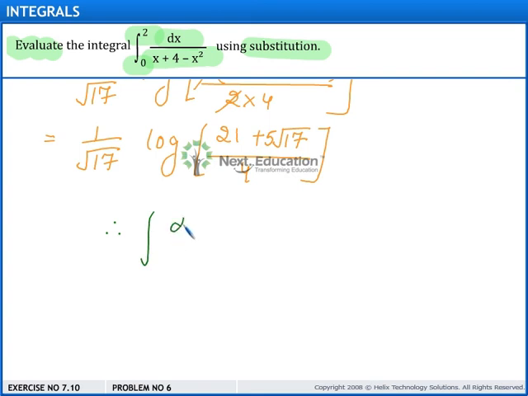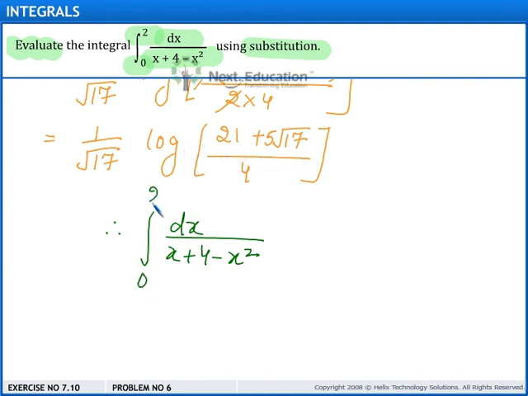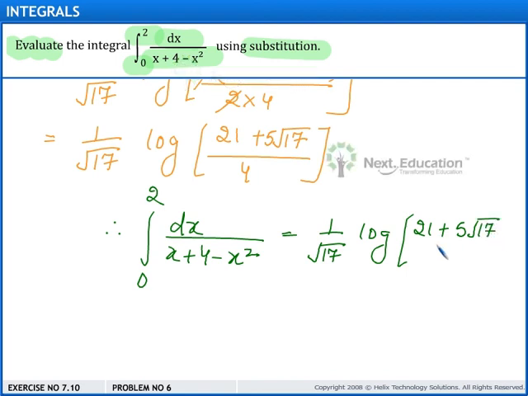Therefore, integral dx upon x plus 4 minus x square from 0 to 2 is equal to 1 upon square root of 17 log of 21 plus 5 root over 17 divided by 4. This completes the solution.